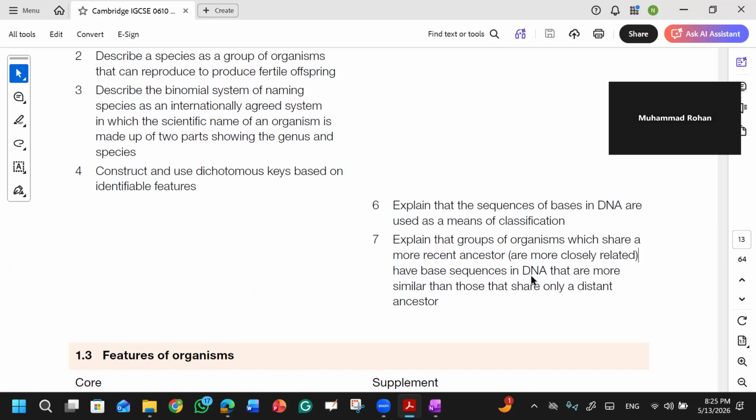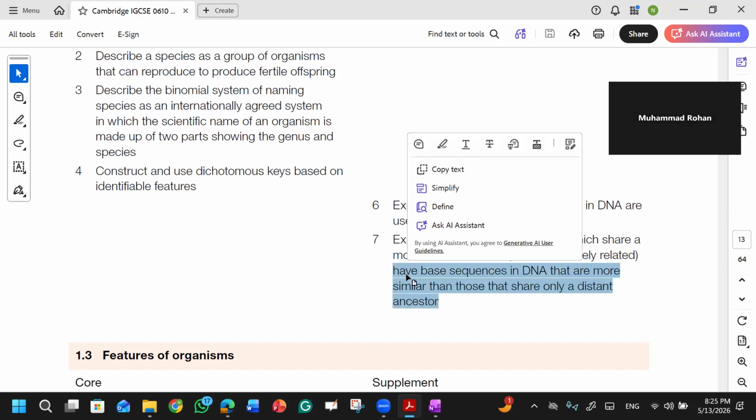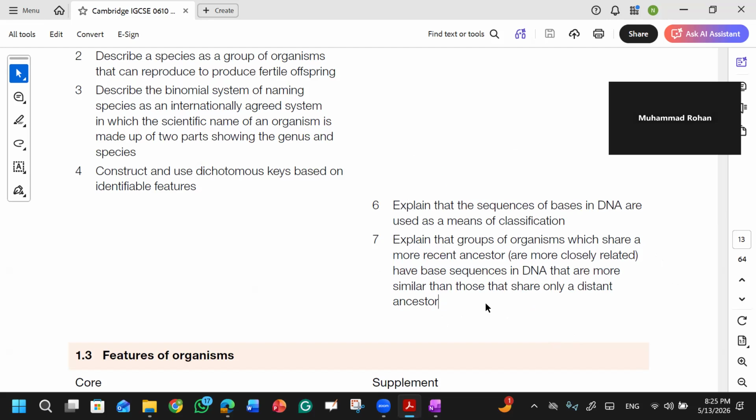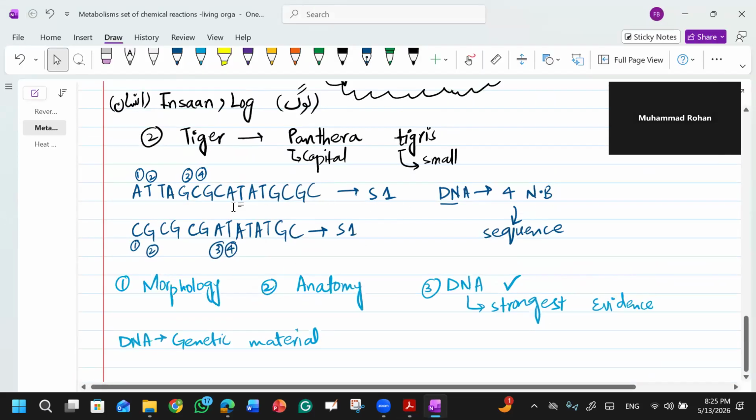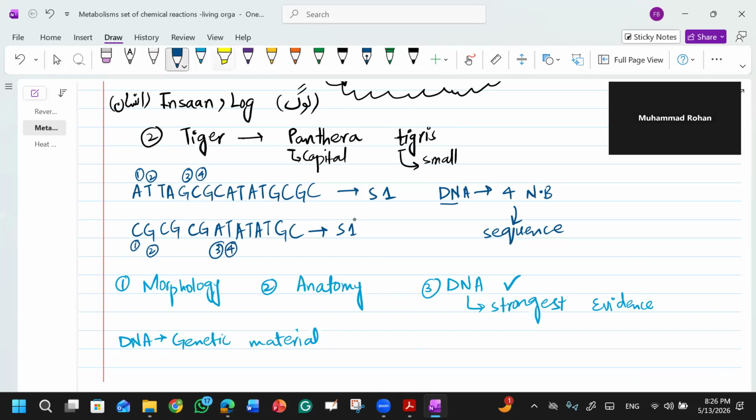Okay, species that share a recent common ancestor have base sequences in DNA that are more similar than those that share only a distant ancestor. Are you clear with this? I told you this sequence. Yeah, I agree, because species with different ancestors have different DNA sequences. Yes, for example, you have these two species.